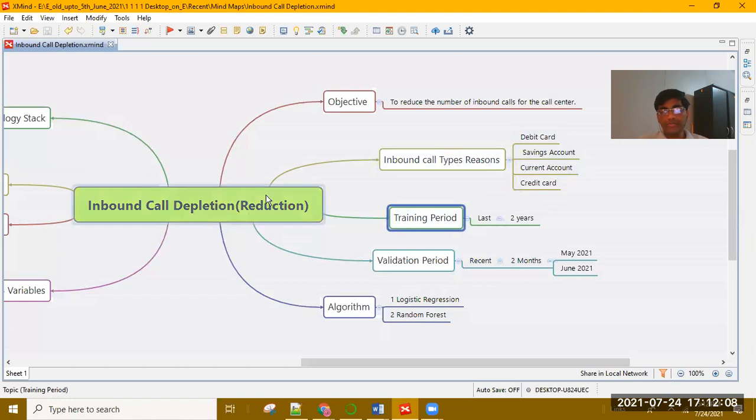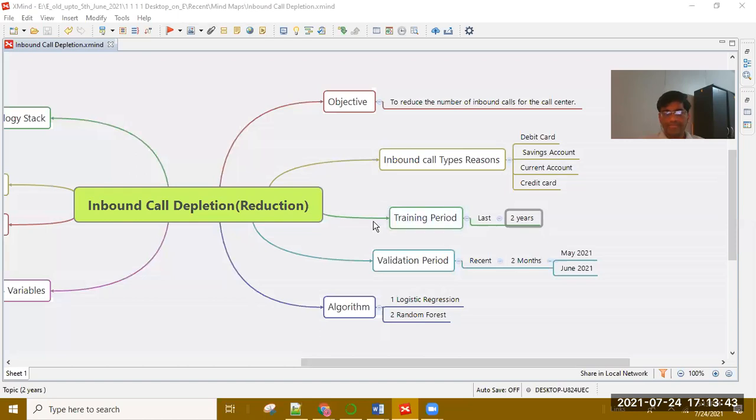What is the training period for your project? It may be the last 2 years or 1 year. For this project, I have 2 years of data, so we took 2 years of data. It may be 1 year also. Here a validation period is there. So training period could be the last 2 years or 1 year.